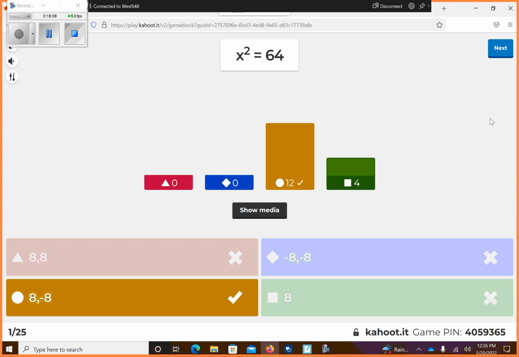Yep. Yeah, don't forget the plus minus on that, because -8 times -8 is also 64, and 8 times 8.